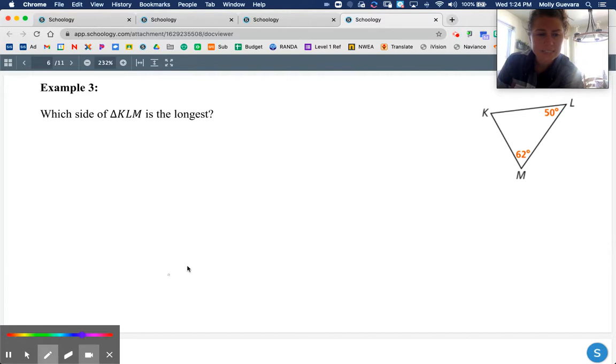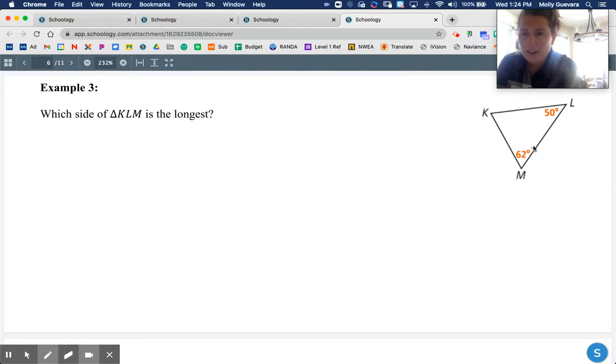Here it says, which side of triangle KLM is the longest? Well, I know that the longest side is going to be across from the biggest angle. Right now, my biggest angle is 62, but I don't actually know what angle K is. So I have to find that. We can call it X, but remember that the three angles of a triangle add to 180 degrees. So I have 50 plus 62 plus X equals 180.